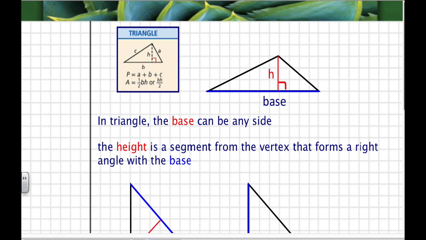Now, I want you to draw two other triangles and examples of bases and heights because the base can be any side of the triangle like we just talked about right here.